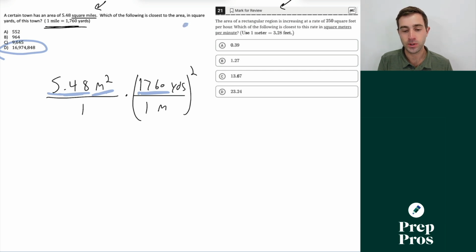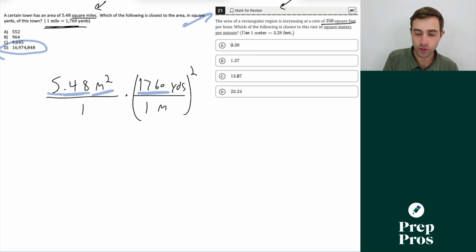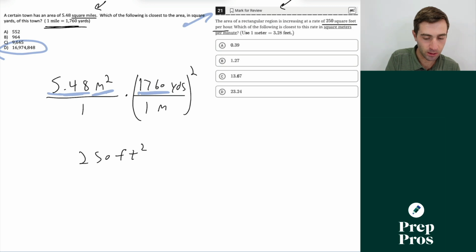Now, as we go over to 21 here, this is supposed to be one of the hardest questions on a test. It's sitting in the last two questions. It's very simple, similar principles, but we're going to add a little bit of complexity. So take a shot at this one on your own, but we're going to break this down now. So we're told that the area of a rectangular region is increasing at a rate of 250 square feet per hour. So we're going to do our 250 feet squared over 1 hour.